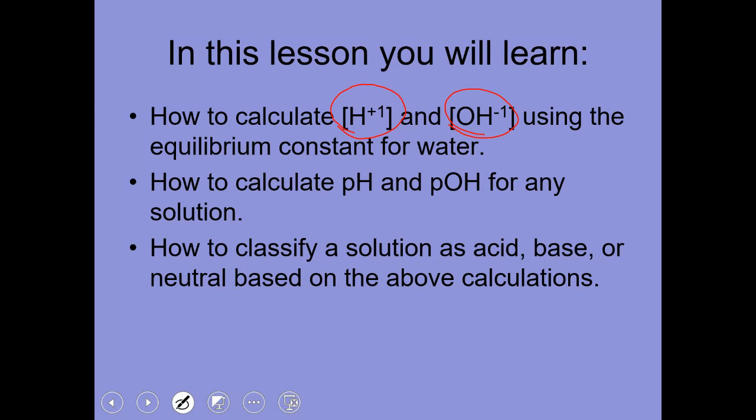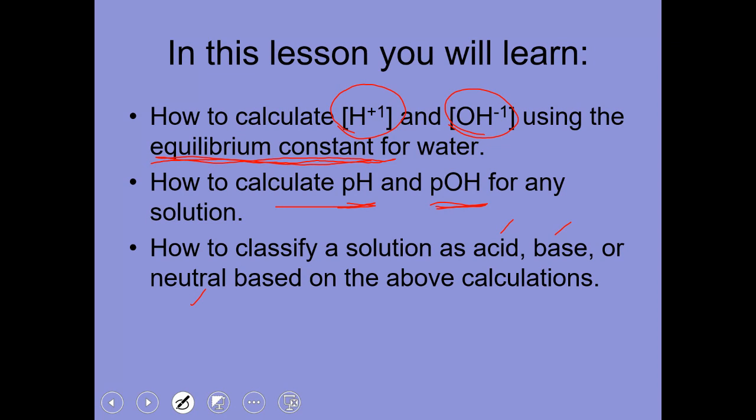And what we're going to learn today is how to use their equilibrium equation and their equilibrium constant to do some calculations and compare them. When we compare them, we will then be able to tell if it's an acid or a base, or remember, if they're equal, then it is neutral. And the other thing that we're going to work on today is how to use those numbers, the hydrogen and hydroxide concentrations, to calculate numbers on a scale called a pH and then a pOH.